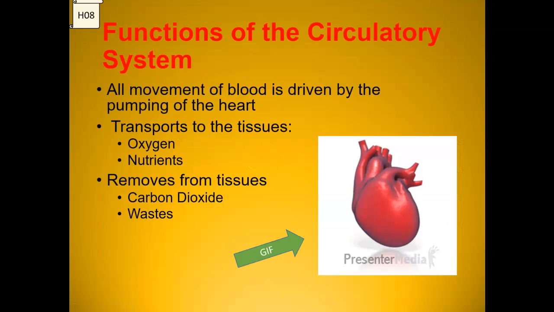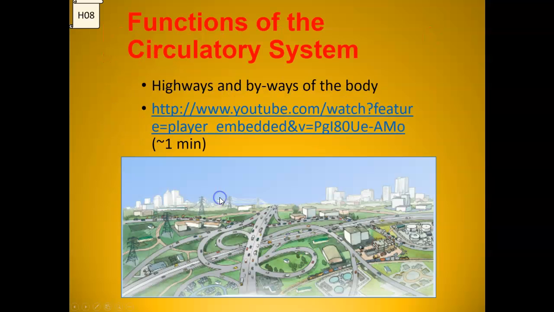All right. So what's the function of the circulatory system? Really, the main function is to transport oxygen and nutrients to the tissues and remove carbon dioxide and waste from the tissues. All this is driven by the pumping of the heart. That's what actually pushes the blood through the body. If we didn't have our heart pumping, then none of this transport and removal would happen. So it's super important that we have the heart pumping.